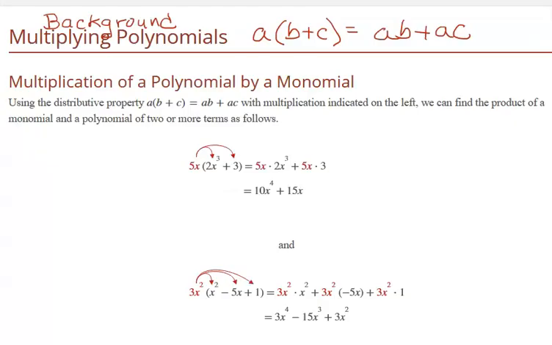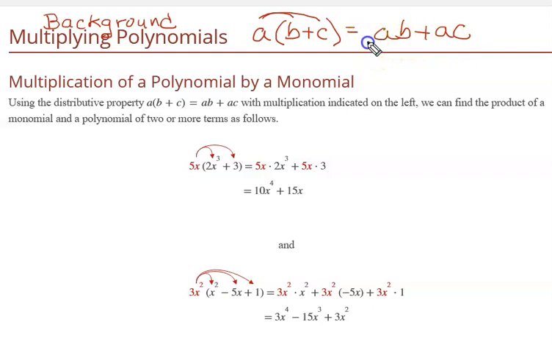Now, I'd like you to write the word background in your notes. And for this, write this simple example: A, and then in parentheses the quantity B plus C. So you may recall the distributive principle, multiplying A times B gives you AB, A times positive C gives AC.